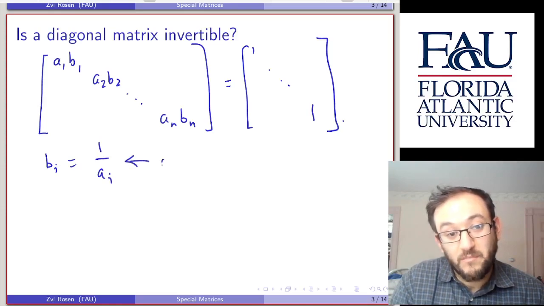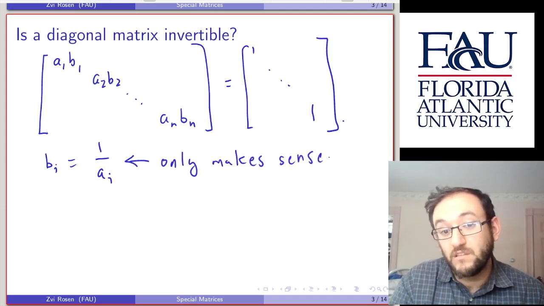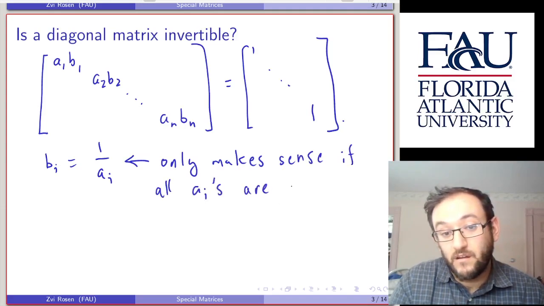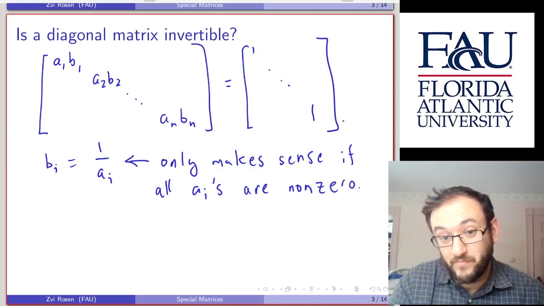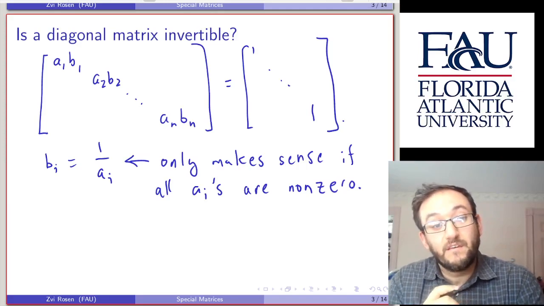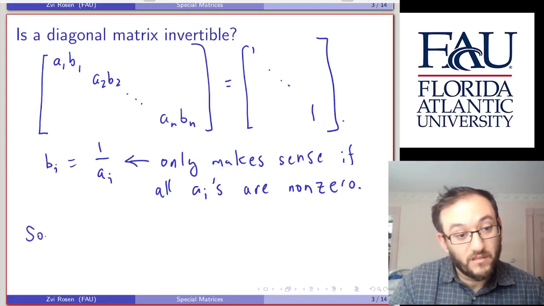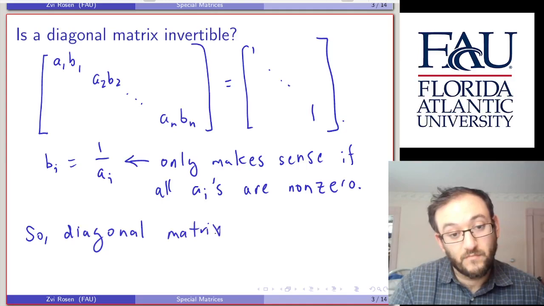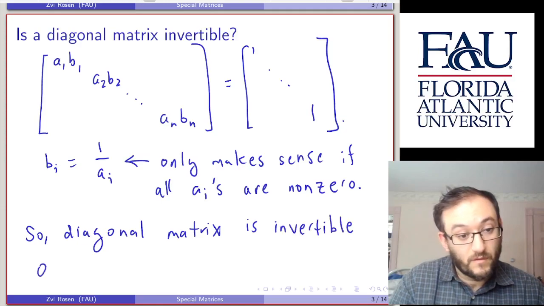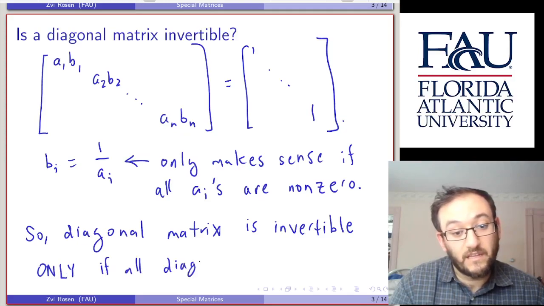But this only makes sense if all of the a_i are non-zero. Otherwise, you can't divide by them. If you have an a_i which is equal to 0, you can't divide by it. So that tells us that a diagonal matrix is invertible only if all diagonal entries are not equal to 0.